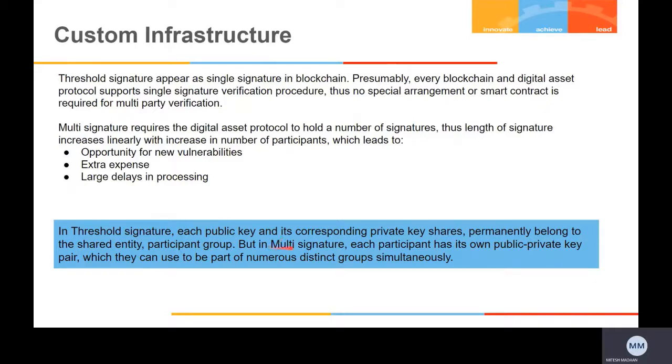Now, a case where the multi-signature wins is because in the threshold signature, each public key and the corresponding private key shares permanently belong to the shared entity participant group. But in the multi-signature, each participant has its own public-private key, and that participant can use that key pair, which is owned by it, to participate in numerous distinct groups simultaneously with the same pair. But for the threshold signature, for a person to participate in two groups, he will have two different private key shares, one for each group. So multi-signature provides more flexibility to the participant, but the threshold signature provides more security to the participant.